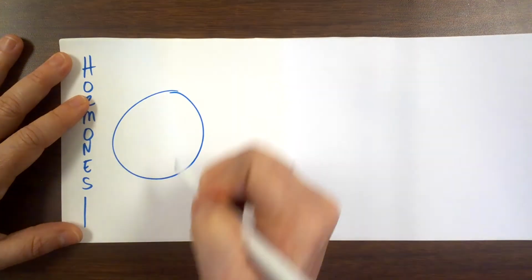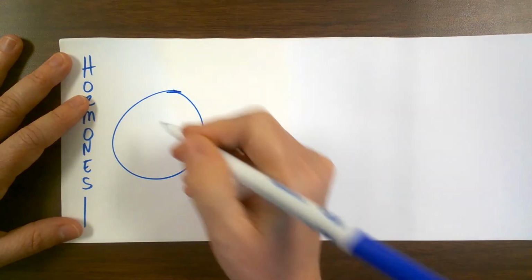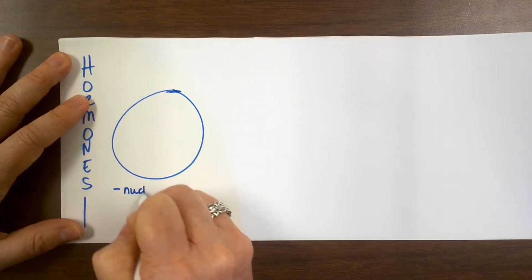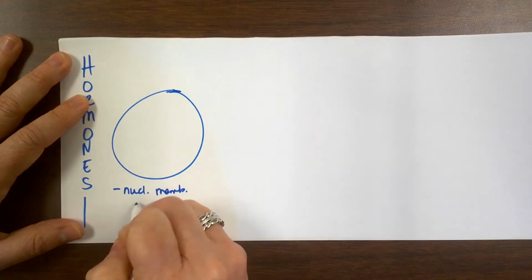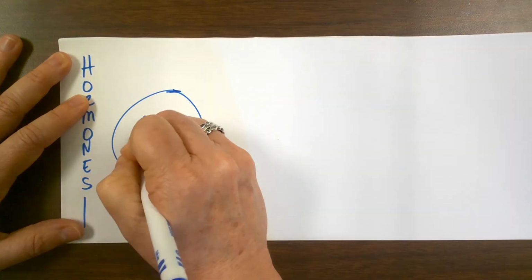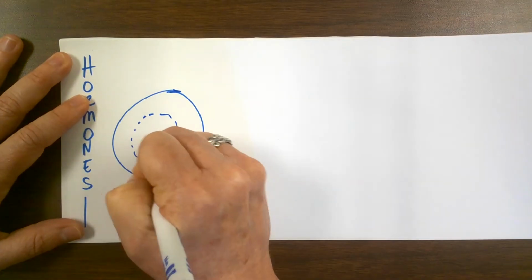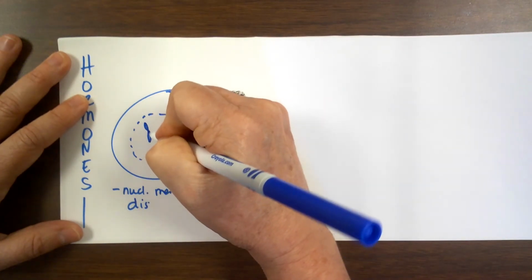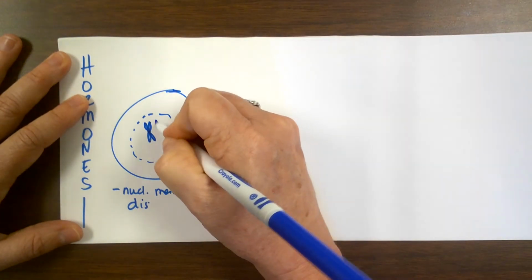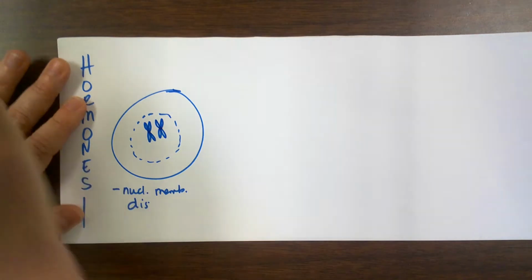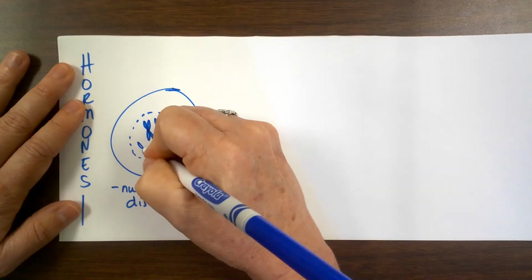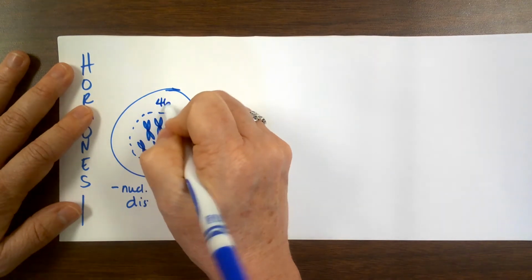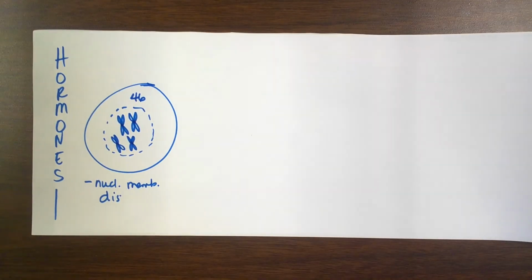But that cell in that ovary or that testis, the nuclear membrane disappears. So I'm going to draw a little dotted line around my nuclear membrane. The chromosomes will become visible, and they'll be fully duplicated chromosomes. And if I was to draw every single one of them, I would have to draw 46 of them.